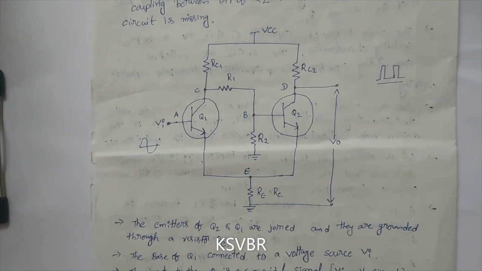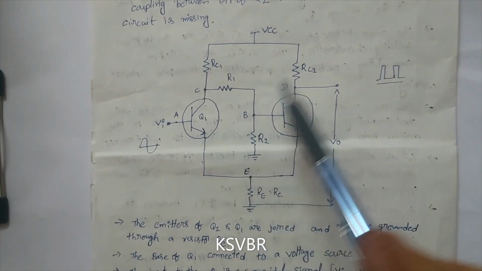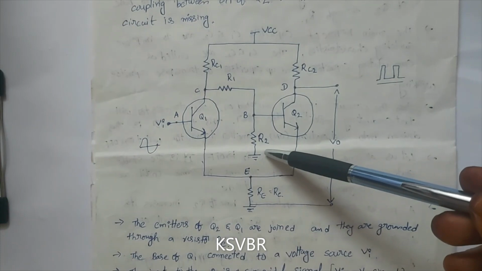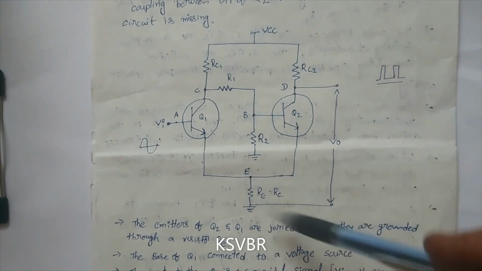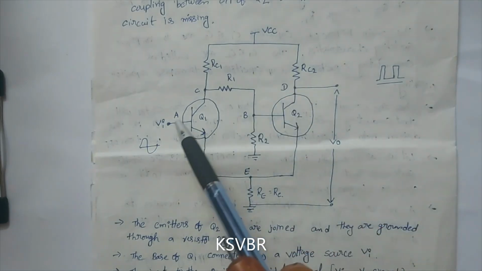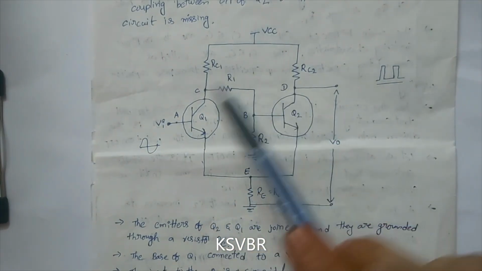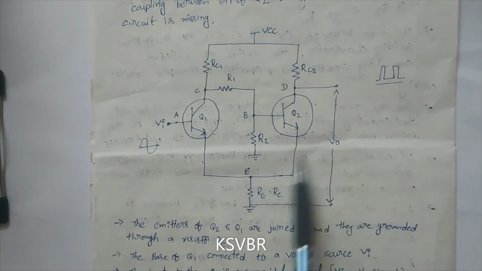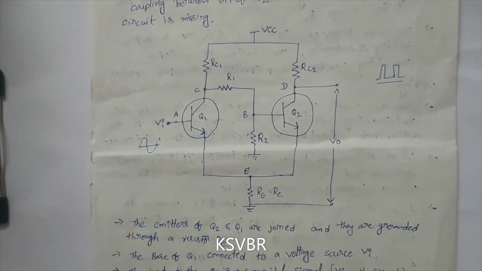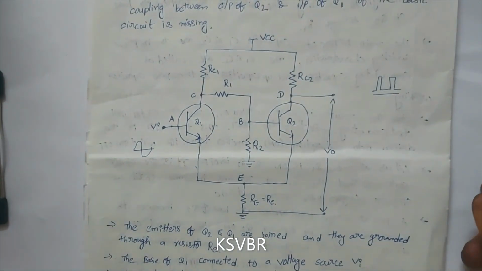Now let us see how it works. The description is nothing but this one: RC1, R1, R2 and RE. You have to describe about the connection, that the output of Q2 to input of Q1 is missing. Those points you have to mention in description. Now let us see the working of this Schmitt trigger.